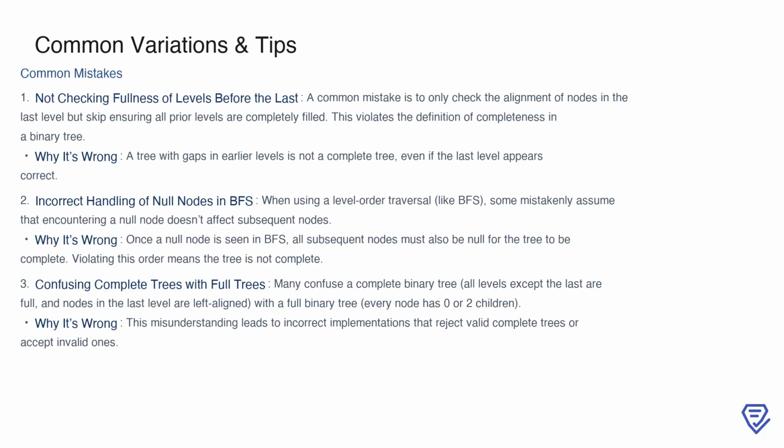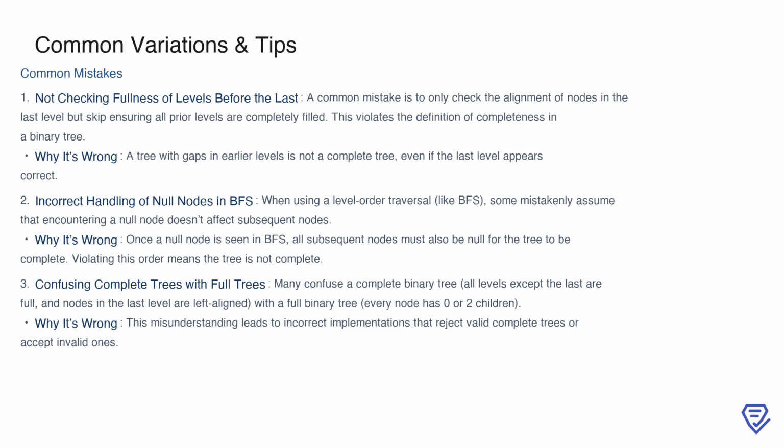When working with binary trees, there are a few common mistakes you should be aware of while checking for completeness. First, it's important to ensure that all levels of the tree, except the last, are fully filled. A common error is focusing only on the alignment of the last level while ignoring gaps in earlier levels, which is incorrect because completeness requires all prior levels to be full. Next, when using a level order traversal or BFS, some implementations fail to properly handle null nodes. Remember, once a null node is encountered, any subsequent nodes must also be null for the tree to be complete. If this order is violated, the tree does not meet the definition of completeness.